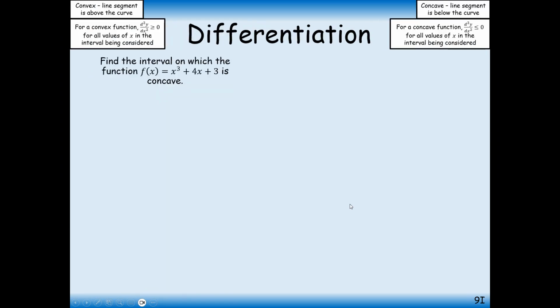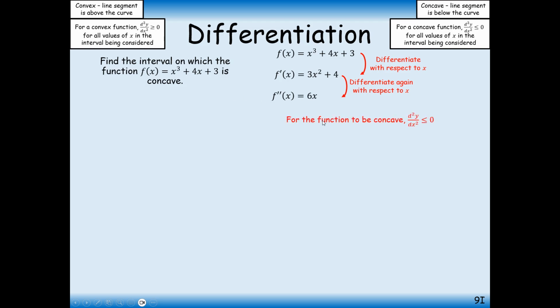Let's look at this example. This question is asking us to find the interval where the function is concave. So we can find the first derivative. The derivative of x cubed is 3x squared plus 4. And we differentiate this one more time, and this is 6x.